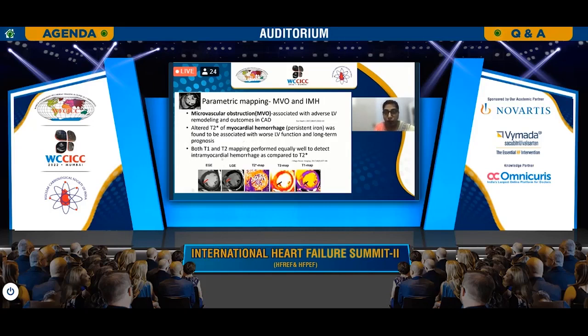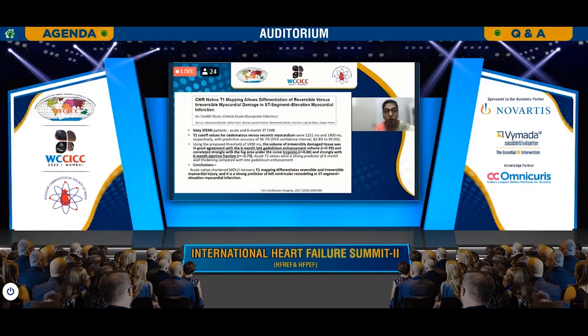So T2 star can pick up even small areas of hemorrhage in the myocardium. This is a patient who had a scar in the septal region, and the T2 star clearly showed hemorrhage. And the T2 map also showed edema. So this was a patient who is going to have a poorer prognosis as compared to patients who do not show any MVO or hemorrhage.